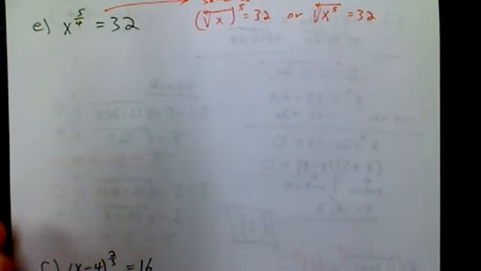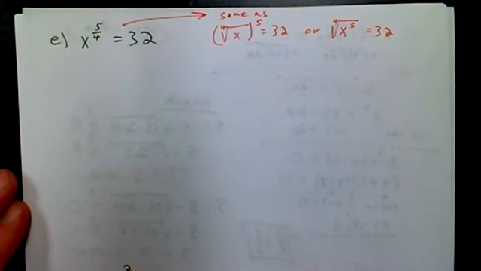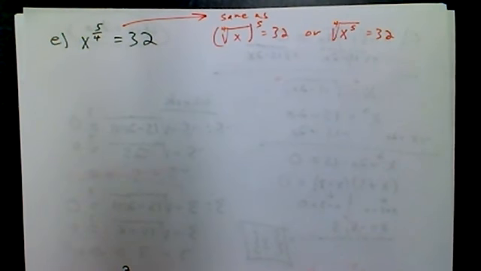Last video for 1.6, we have a few more radical equations. Okay. And let's look at E. x to the 5/4 equals 32. In case you're wondering, well, wait, I don't see any roots. How is this a radical equation?